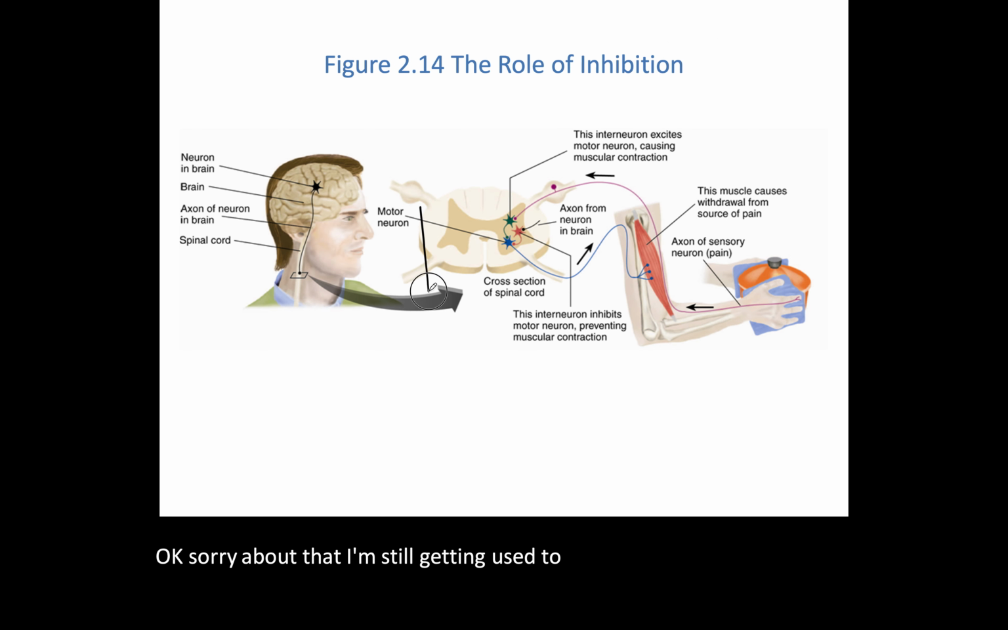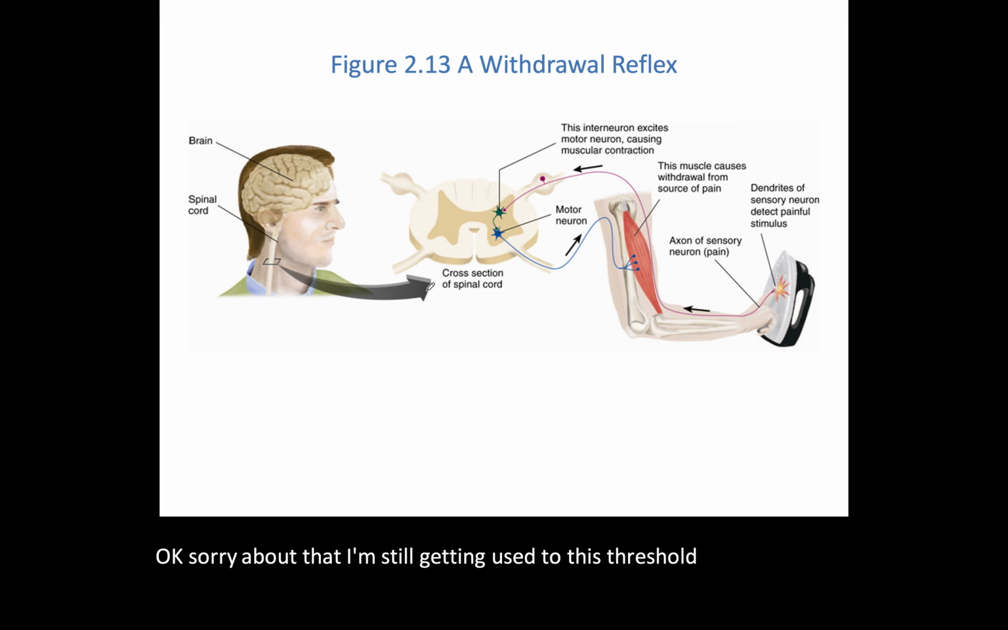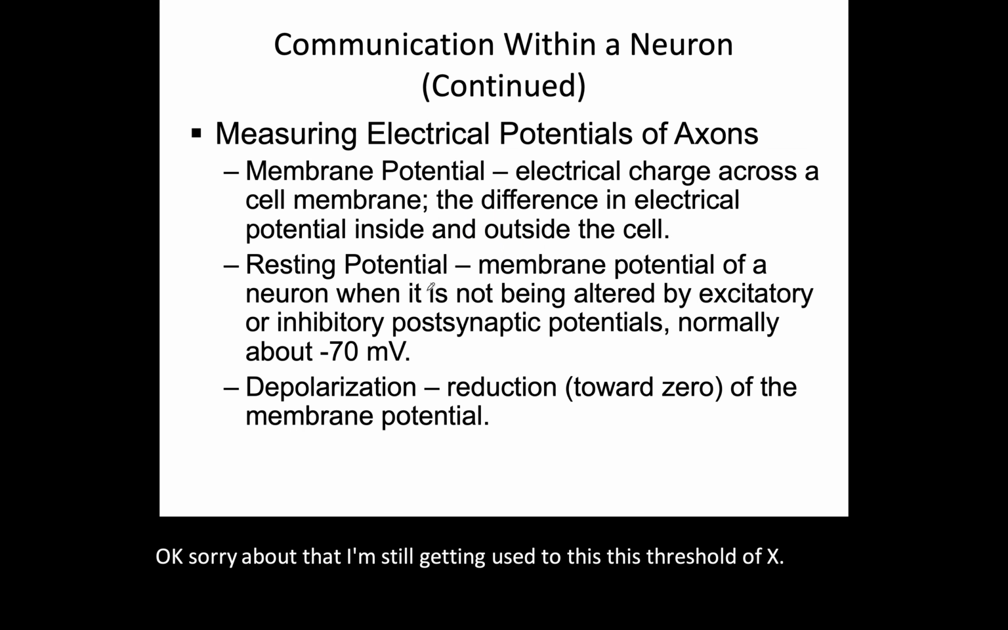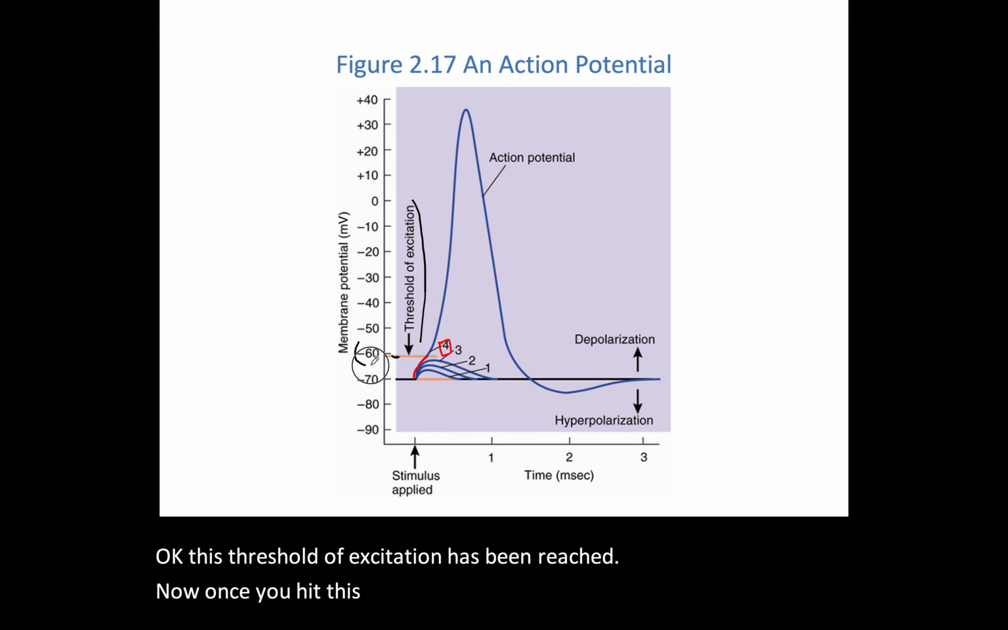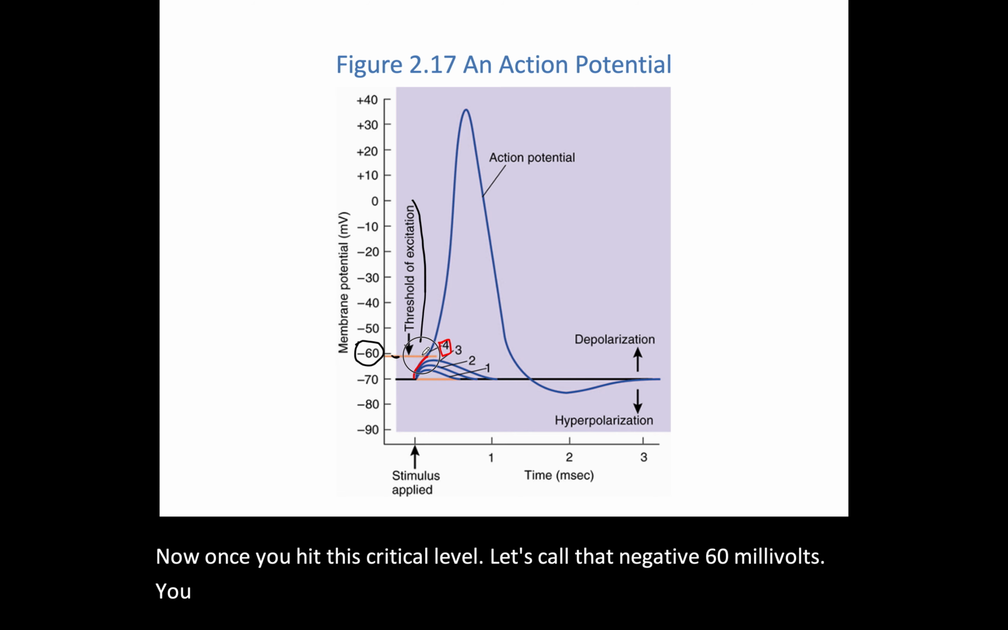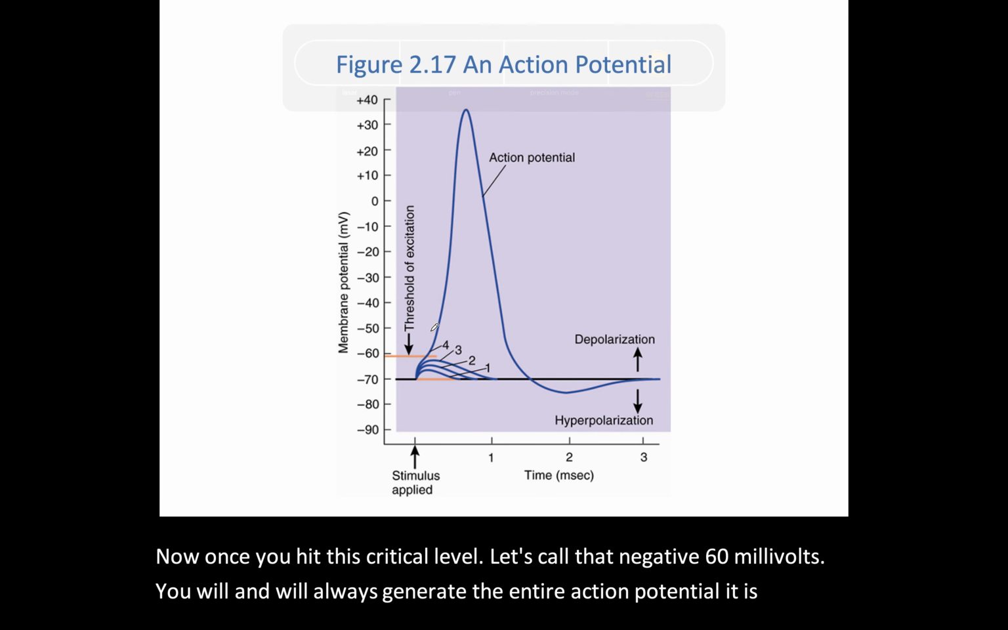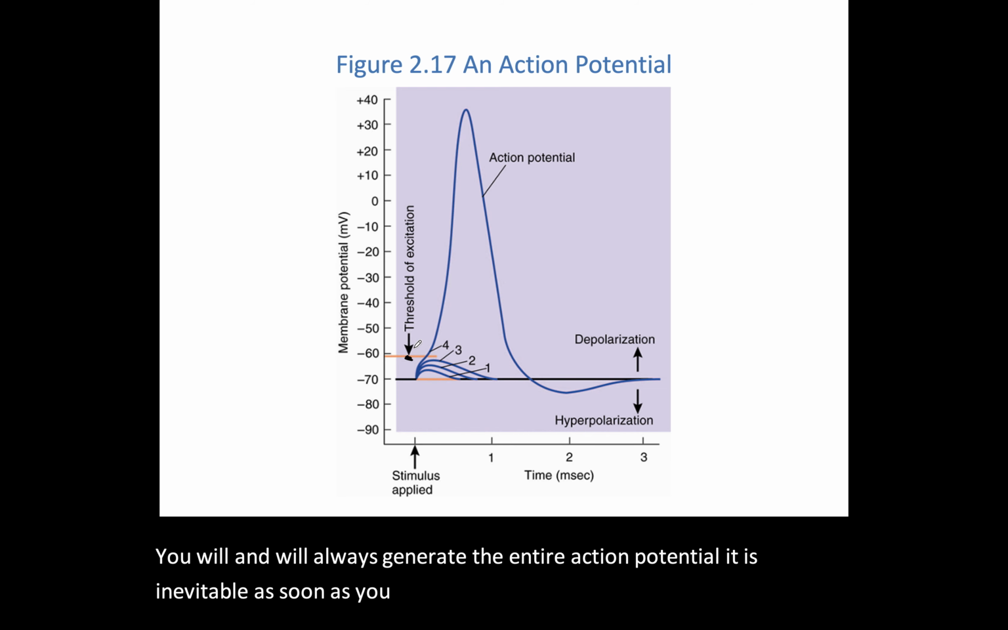This threshold of excitation has been reached. Now, once you hit this critical level, let's call that negative 60 millivolts, you will, and I mean will, always generate the entire action potential. It is inevitable. As soon as you reach the threshold, you will generate an action potential.